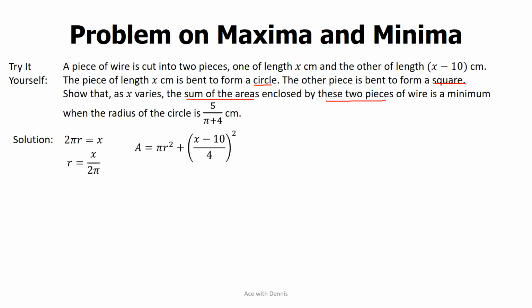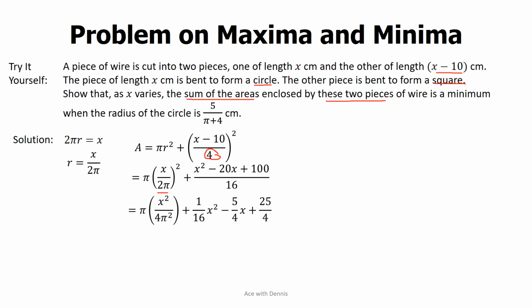Hence, A equals pi r squared, which is the area of the circle, plus x minus 10 over 4, which is the side of the square, as the length of the second piece of wire is x minus 10, and it is a square, so we divide by 4. The area of the square is x minus 10 over 4 squared. From here, we substitute r equals x over 2 pi into the equation, then we get this, and we expand the bracket here, we get x squared minus 20x plus 100 over 16.